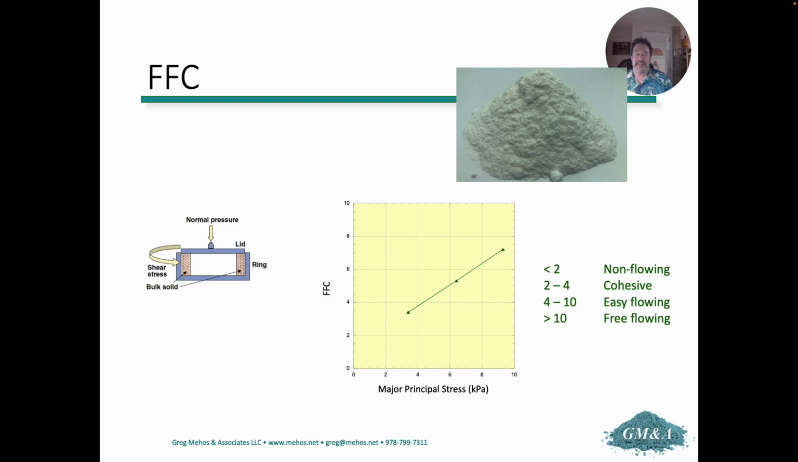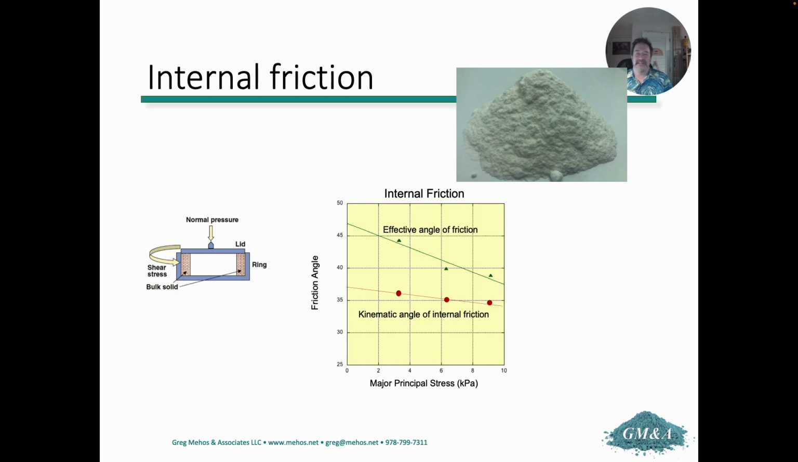So if I were to plot FFC versus the consolidation stress, I see at high stresses I get a large value suggesting that this material is free flowing, whereas at low stresses it might be considered cohesive. The FFC is a lower value. So what is it? Well, it's hard to tell. And it's best not to really use it because you should use everything, which includes the internal friction.